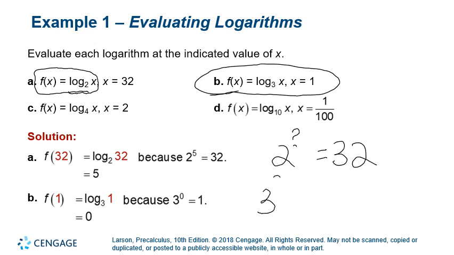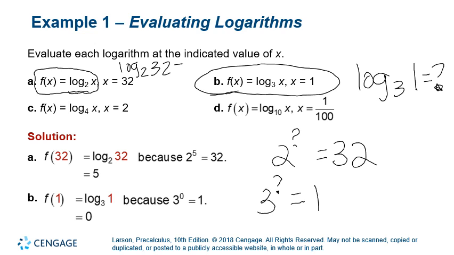Same thing here in B. 3 to what power gives you 1? This is really saying log base 3 of 1 equals what? And log base 2 of 32 equals what exponent? And the only way we can solve 3 to the question mark equals 1 is if the question mark is 0. Anything raised to the 0 power is 1.